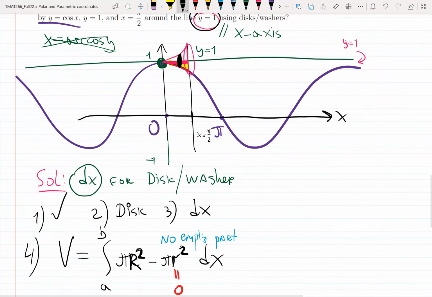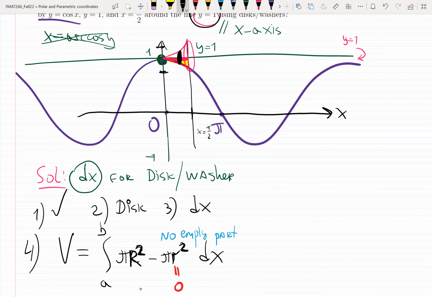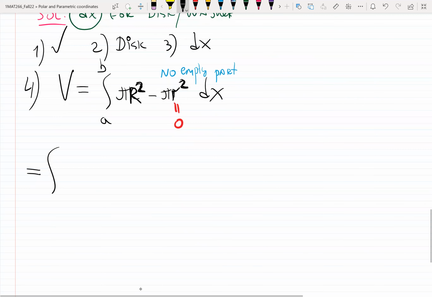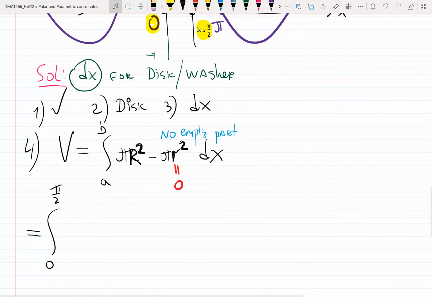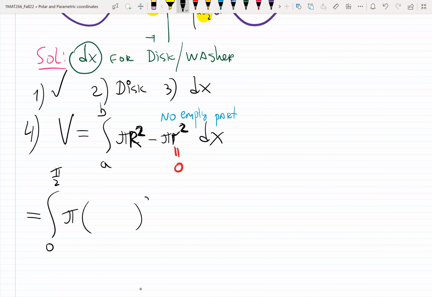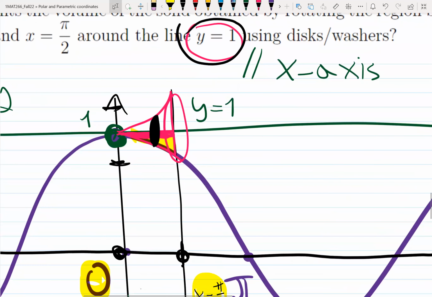Where is my object from a to b? See, not height. We need to know it's from a to b. In this case, it's very obvious. It's from 0 to pi over 2, because that's where 2 walls are breaking it. So it's going to be integral from 0 to pi over 2. Then I do pi R squared dx, and that's going to be top minus the bottom. How do I know? Because it's the x case. The x case tells me it's top minus the bottom. The y case tells me it's right minus left.